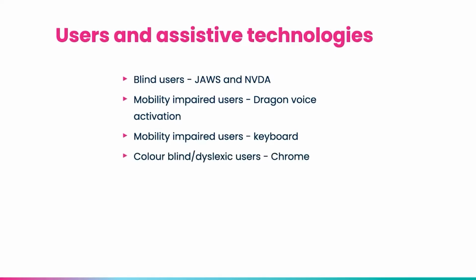People who are colorblind or dyslexic, they would just use their normal browser like Chrome. And people who had low vision, so people that relied on screen magnification apps or inverted colors, or just bumping up the level of sort of text size on the screen, or that kind of thing.